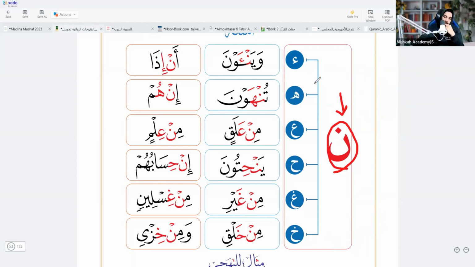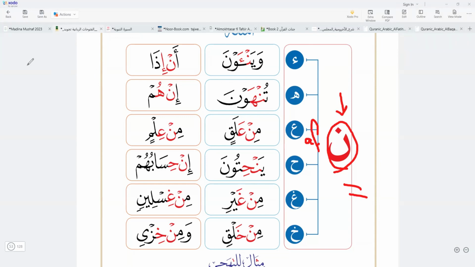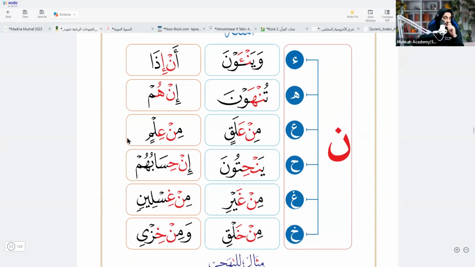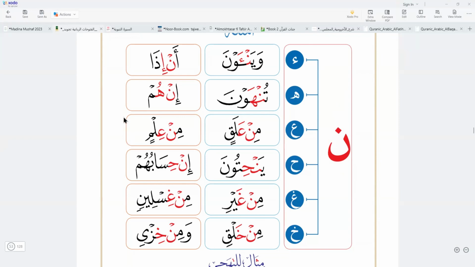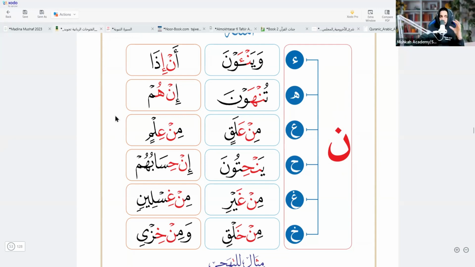If any of these six letters come after, remember it's very important, after, not before, the noon sakina or tanween, the sound of the noon sakina becomes clear. Can you repeat what I said, please? If one of these letters comes after noon sakina or tanween, then you have to make the n sound clear.